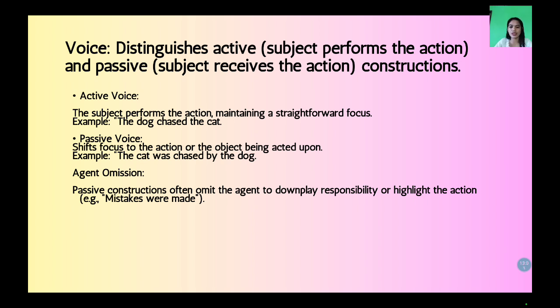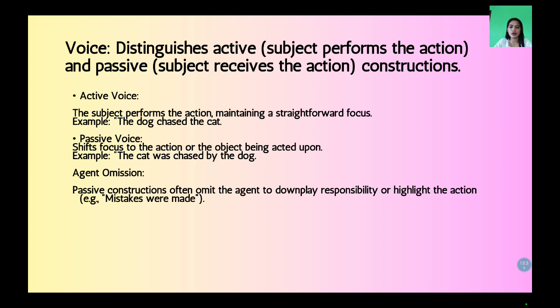In the active voice, the subject performs the action, maintaining a straightforward focus. For example, in the active voice, the dog chased the cat. Again, the subject there is the one who performs the action, maintaining a straightforward focus. Next is the passive voice. It shifts focus to the action or the object being acted upon.